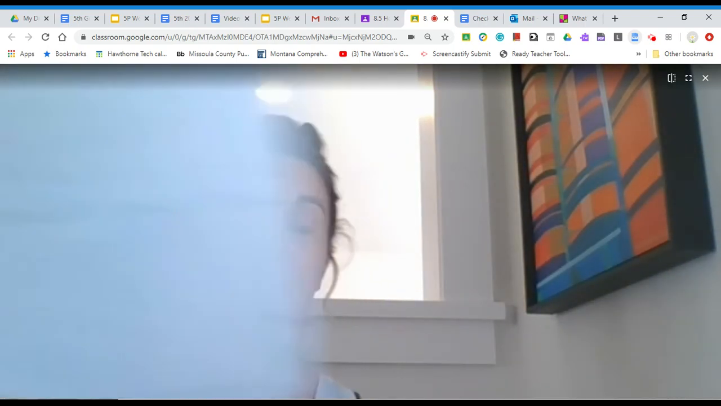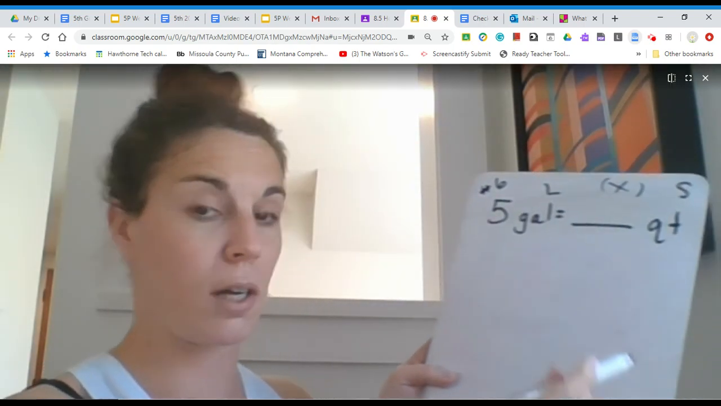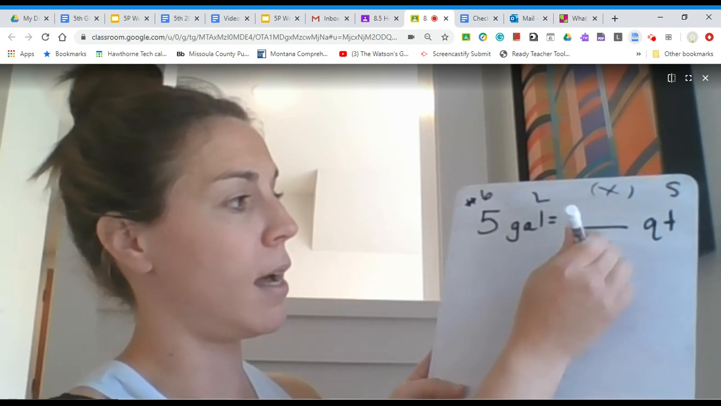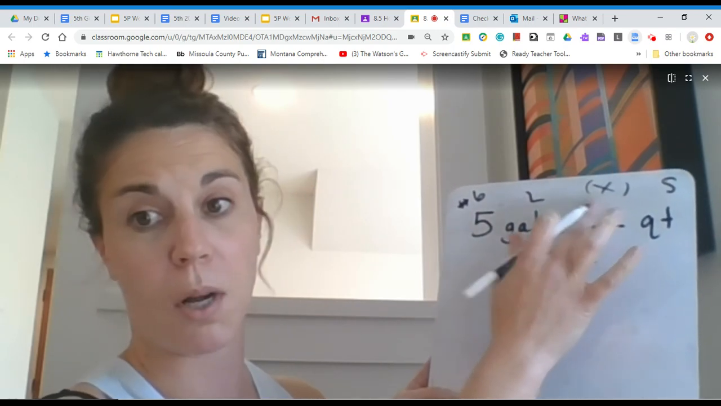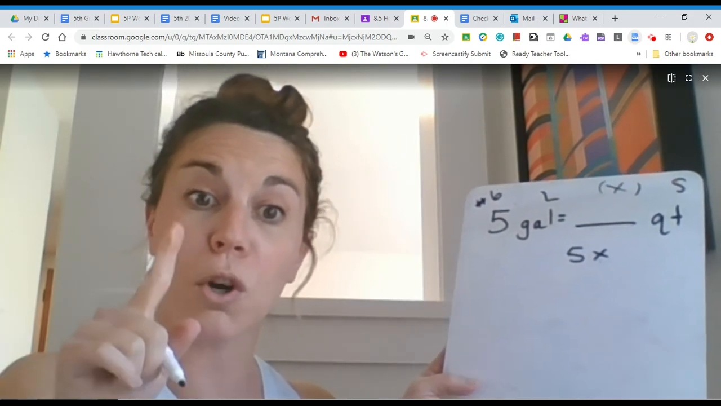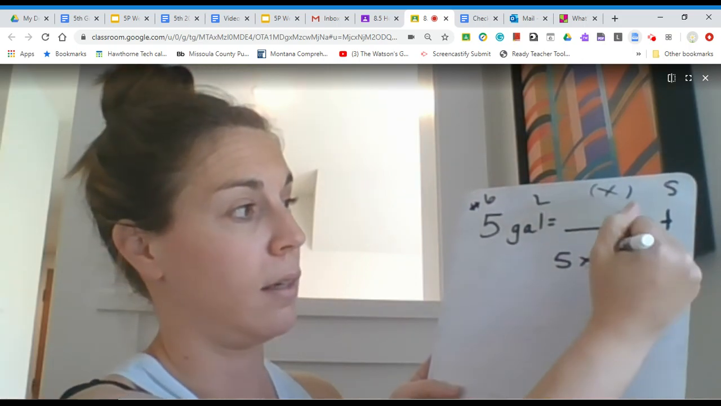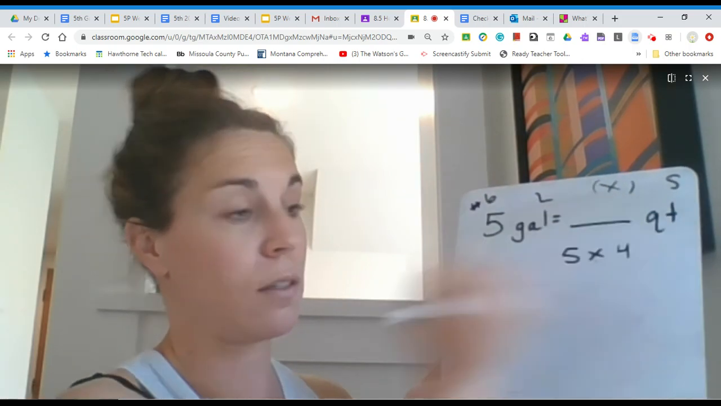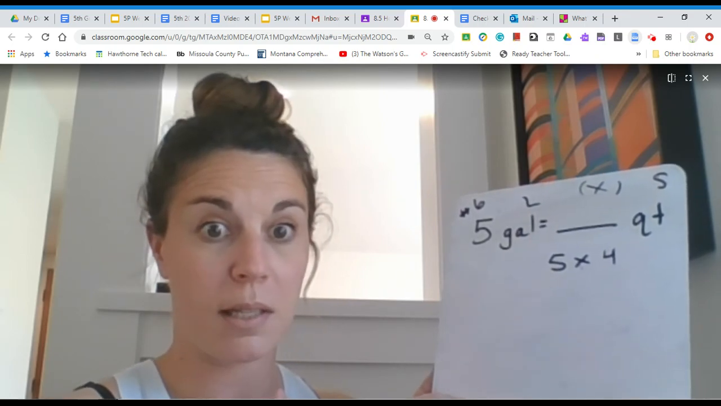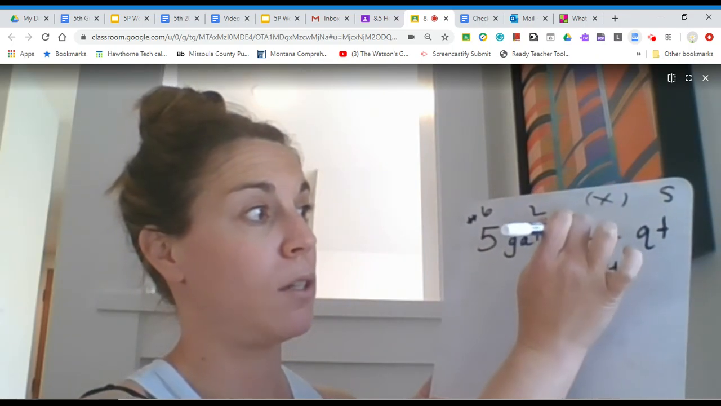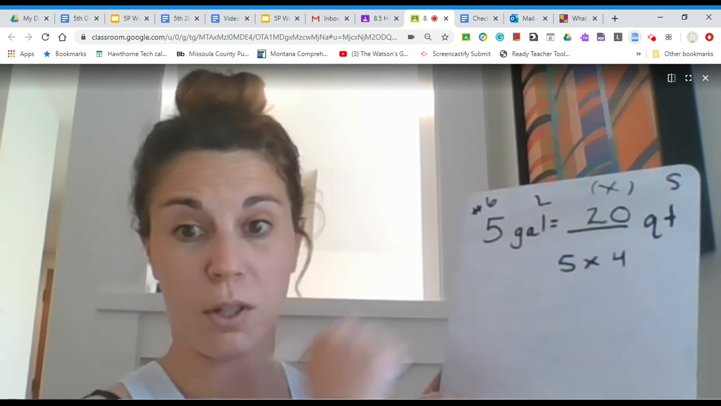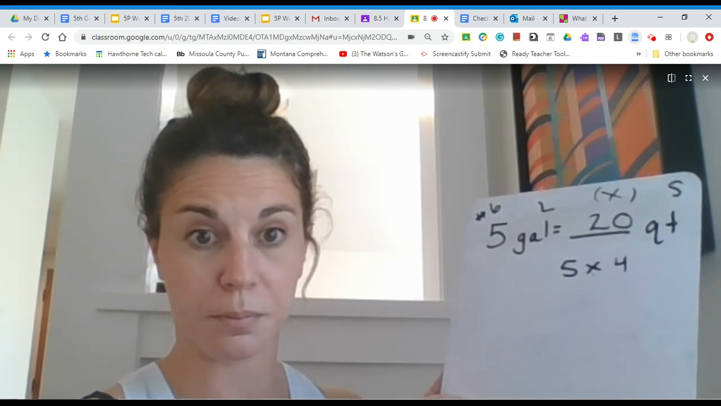So when I go back to that problem, I'm going to write an expression. So I'm going to put 5 times, because we know we wanted to multiply, and we just found our magic number, that there's 4 quarts in 1 gallon, and I have 5 gallons. So I'm just going to do 5 times 4. That's a pretty easy math fact. So that would be 20. So it's going to take more quarts because they're smaller.